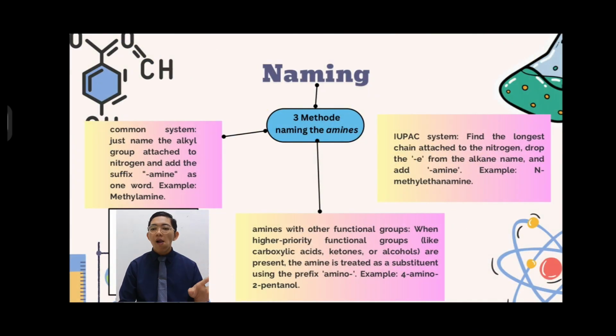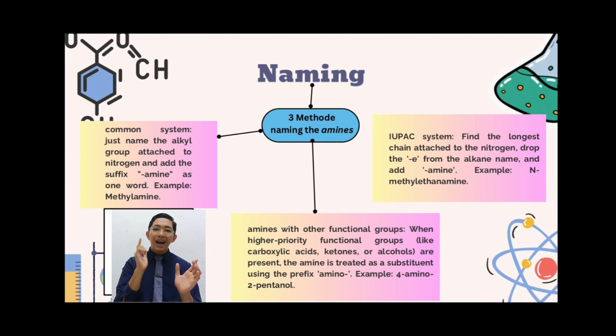Secondly, the IUPAC system. In this naming, it's just like an ordinary IUPAC naming, which is we need to find the longest chain that is attached to the nitrogen, drop the E from the alkane name, and add amine at the end. For example, N-methylethanamine.